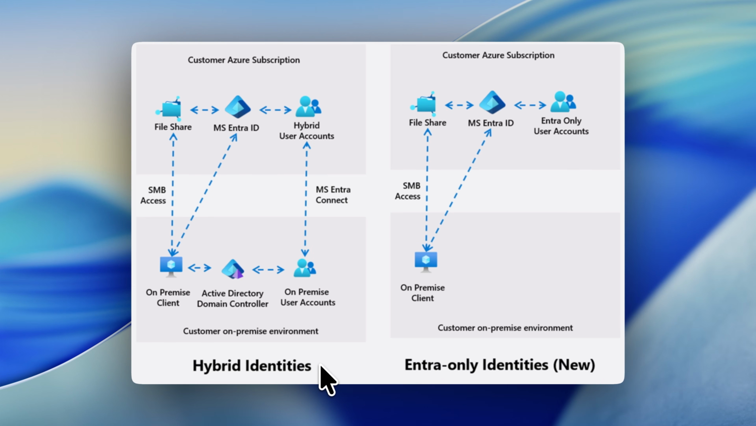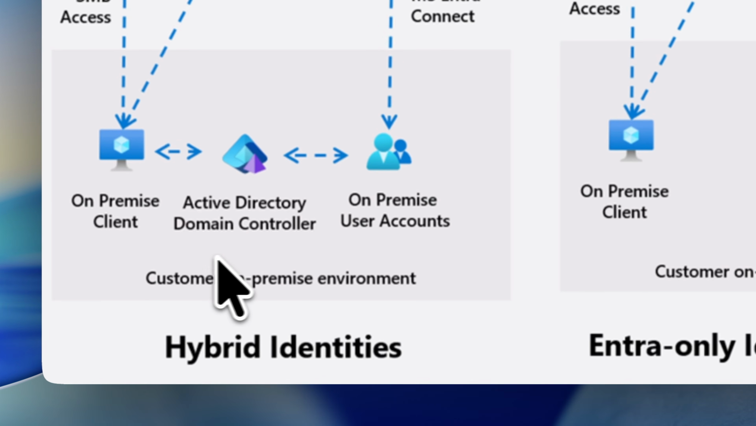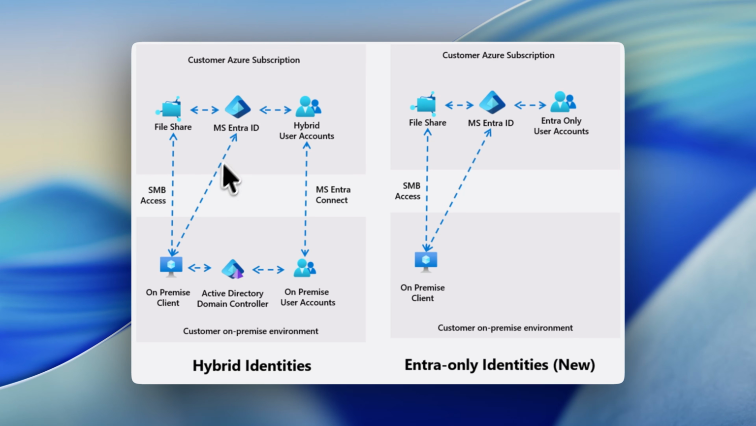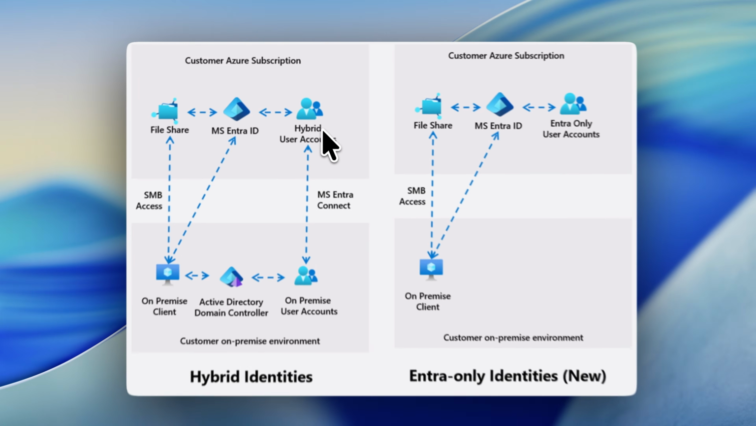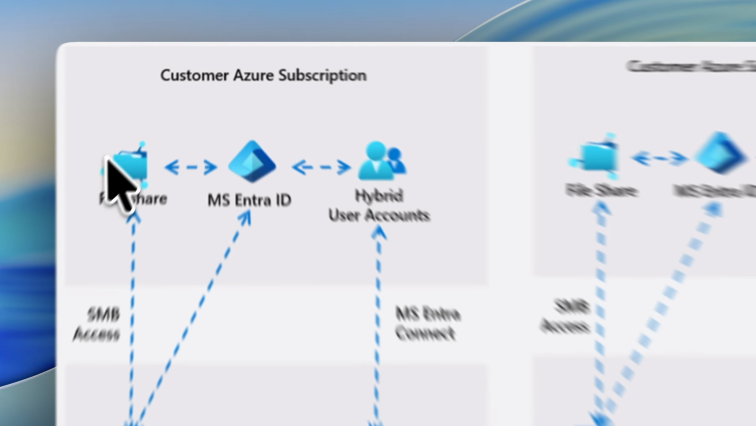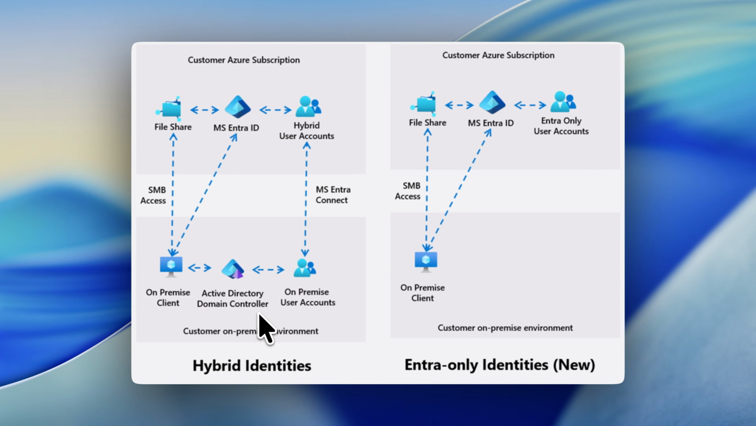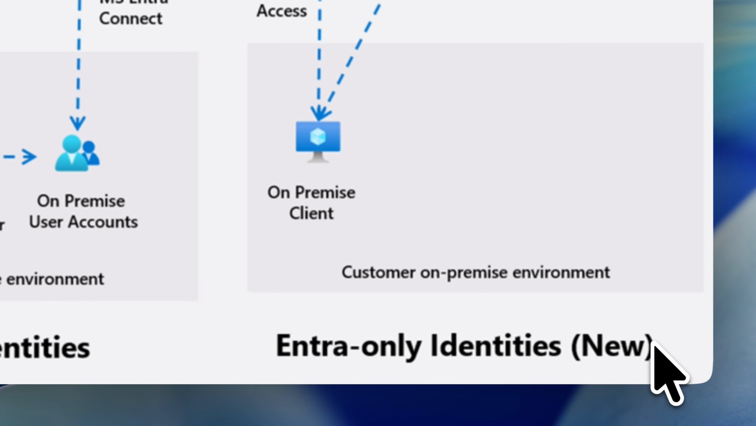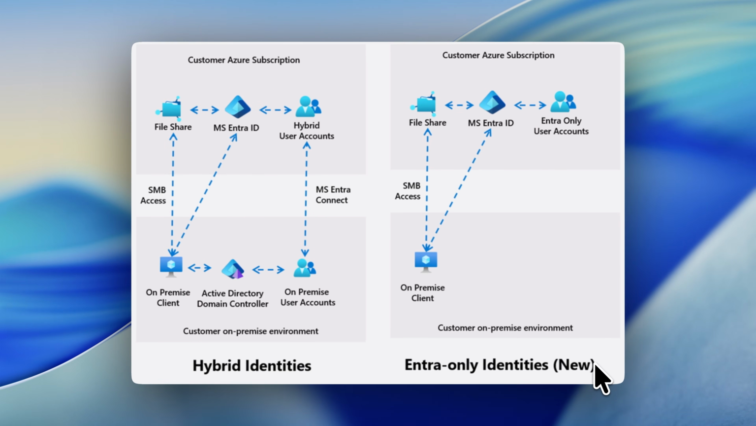So in a traditional environment people have an Active Directory domain controller which syncs with the Microsoft Entra ID, and based on the hybrid user accounts they can access an Azure file share which will be Active Directory domain joined. At many organizations I just see people hosting Active Directory Domain Services only to facilitate file share capabilities. However, with this new feature called Entra-only identities, you can just simply set up a connection between Microsoft Entra ID and your Azure file share. So in this scenario you don't have to rely on an Active Directory domain controller.